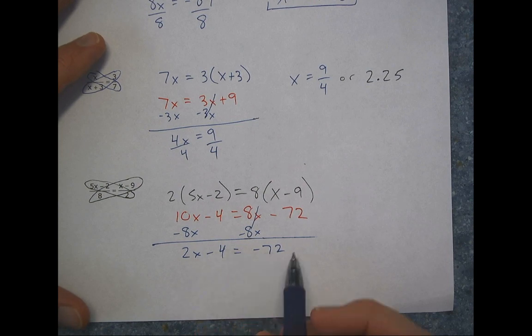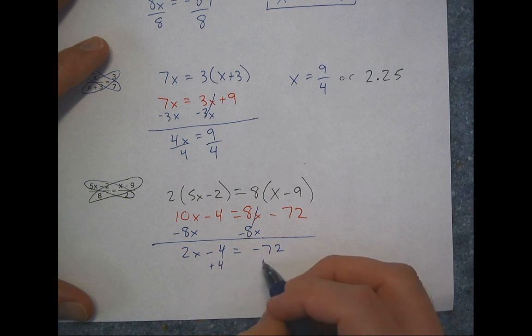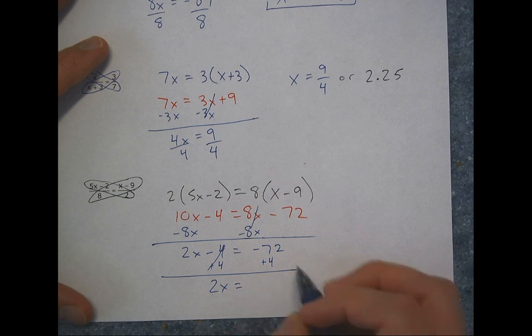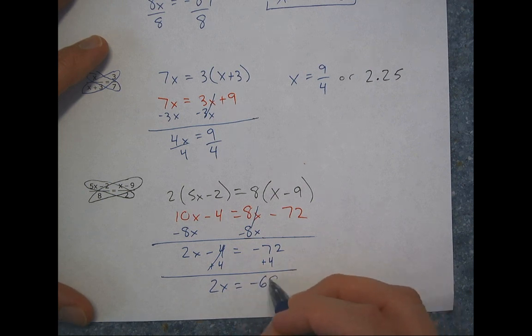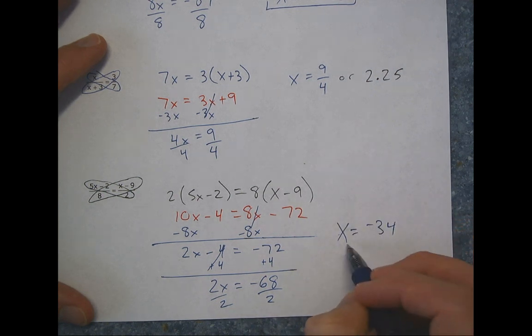And now that I have a single term with an x, I want to get everything away from it. So I'm going to start with the 4. I'm going to add 4, so that goes away. So I have 2x equals negative 68. Divide by the 2, and x equals negative 34.